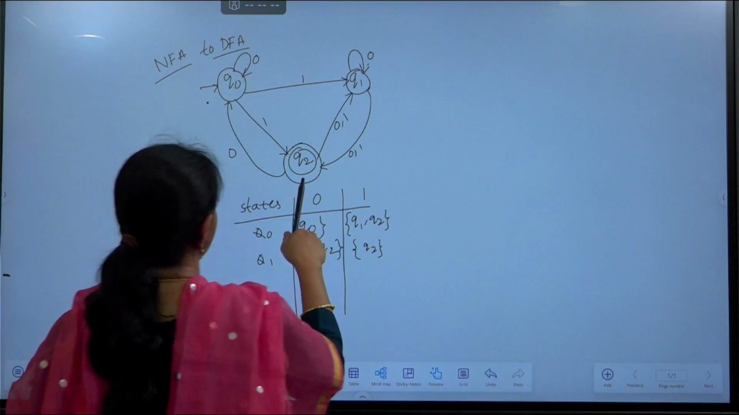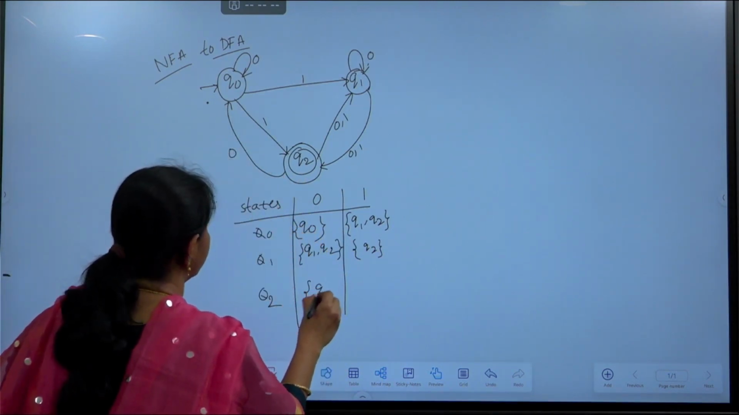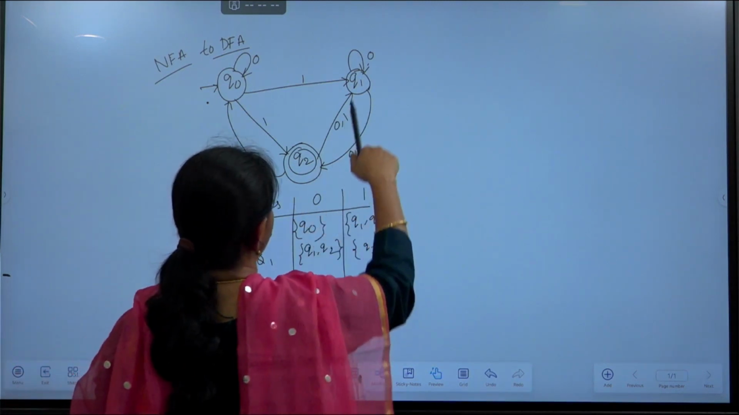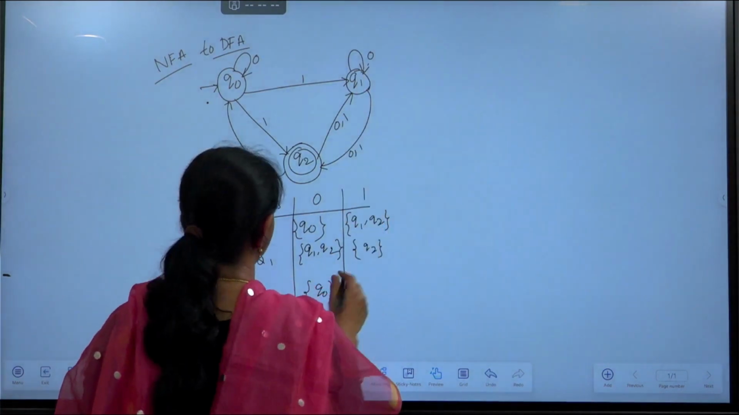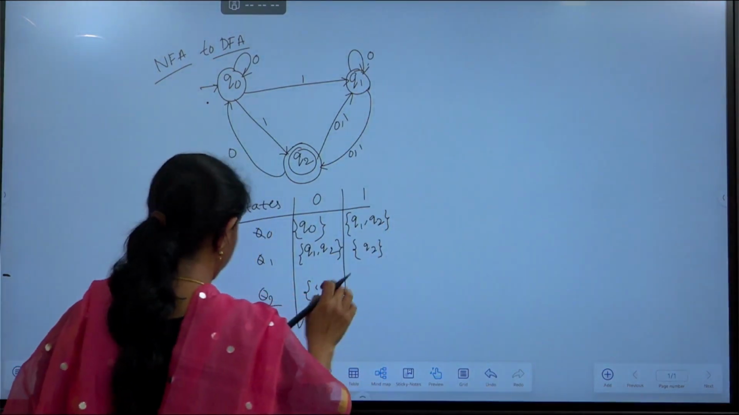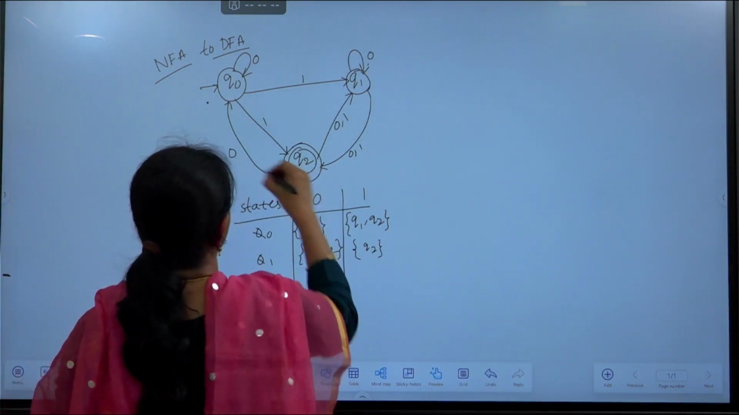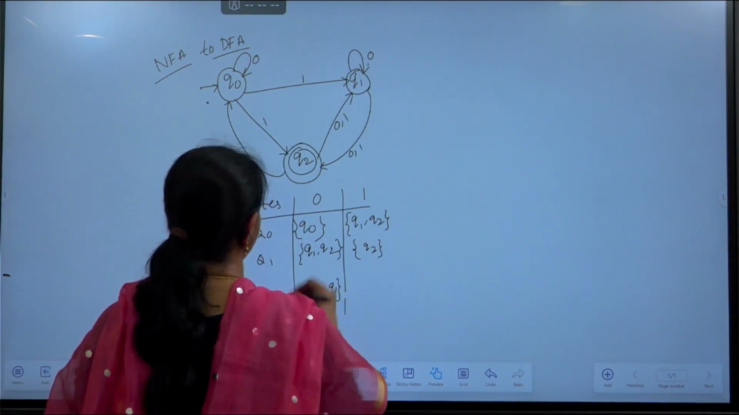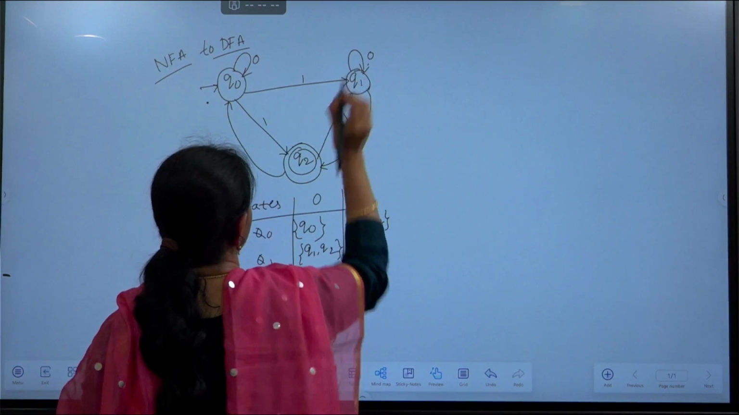Coming to Q2 on input alphabet 0, the transition is to Q0, and again we have one more transition, that is Q0 and Q1. Next, Q2 on input alphabet 1, we have the transition to Q1.